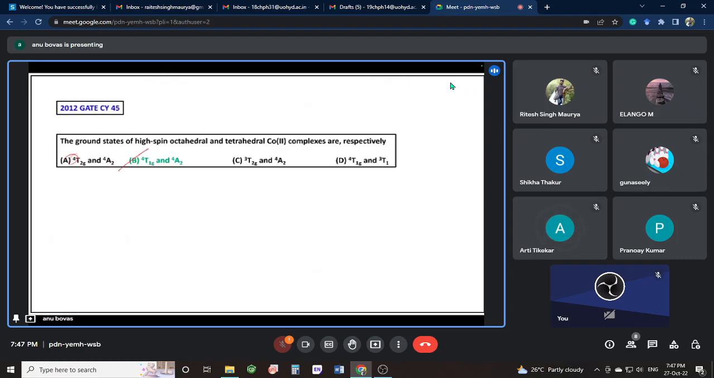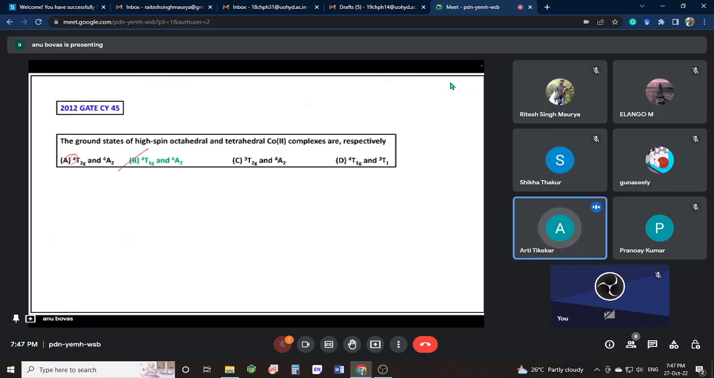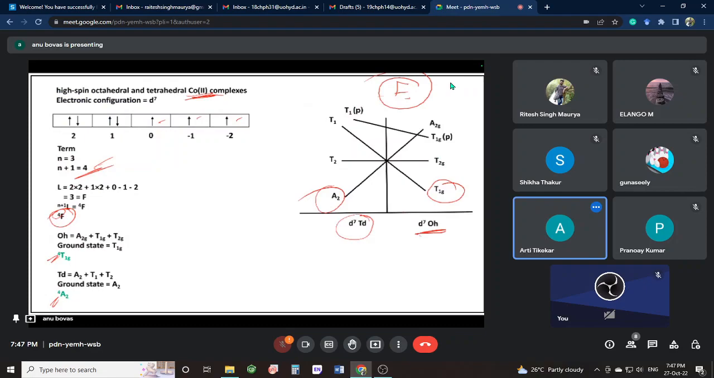Okay. Ma'am, I have a doubt. In the spectroscopic term F, you've shown one P orbital is there, T1g. How does that term come, ma'am?